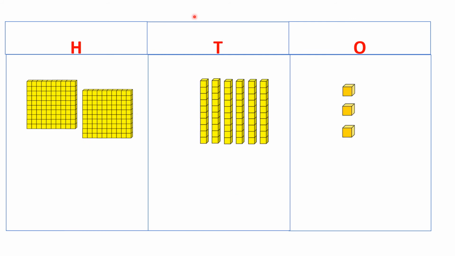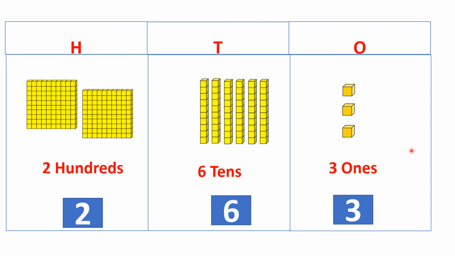Now, observe what is this number. You can identify how many blocks are here. 2 hundred blocks. Tens blocks: 1, 2, 3, 4, 5, 6. 6 tens. And how many unit blocks are there? 3 ones. And therefore the number is 263.